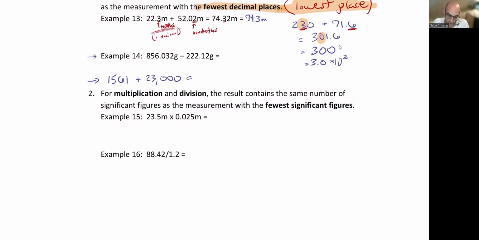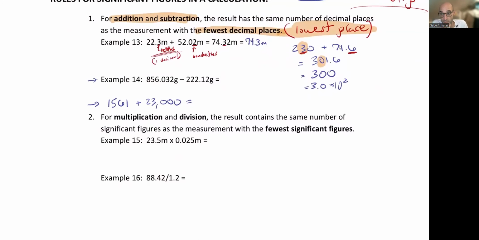The other rule, multiplication and division. For multiplication and division is actually much easier. You're just going to do the fewest significant figures. So if I look at this example here, I'm going to look at my 2 numbers here. So 23.5, how many sig figs does that have? That one has 3 sig figs. How about the 0.025? How many sig figs? That one has 2 sig figs. Okay, so in that case, 3 sig figs and 2 sig figs.